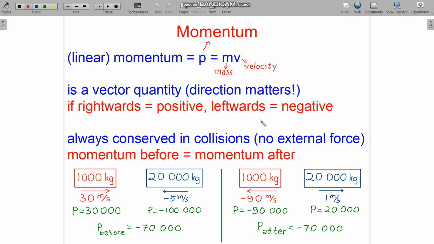Hello everyone, in this video we're going to talk about momentum and collisions.